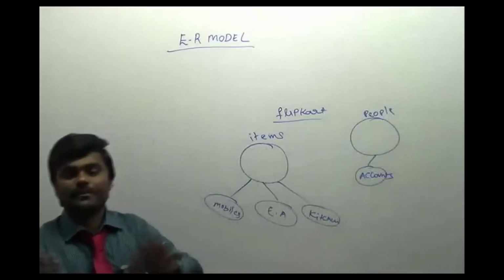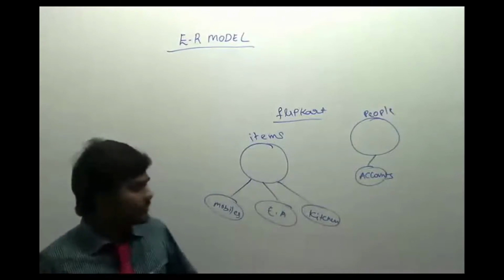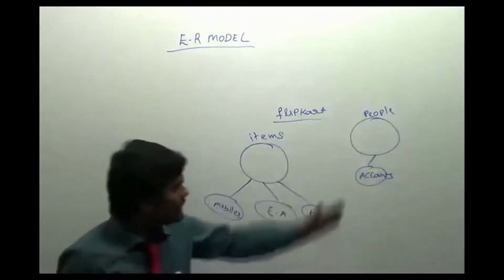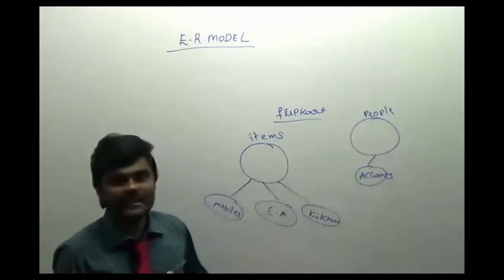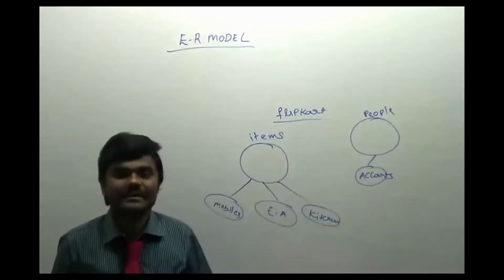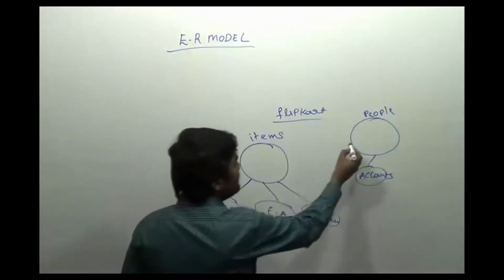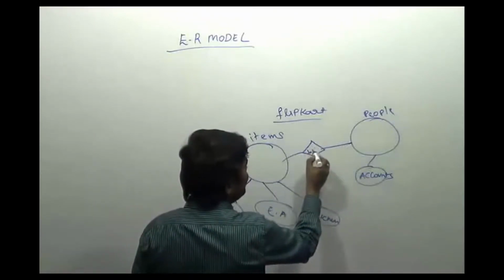So I have a people table, and I have an items table. I should have some relationship between people and items. What are people doing with these items? People are buying these items or cancelling these items, all those things. So I will be having a relation of some kind, okay?